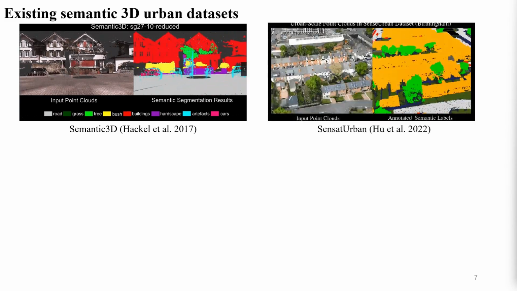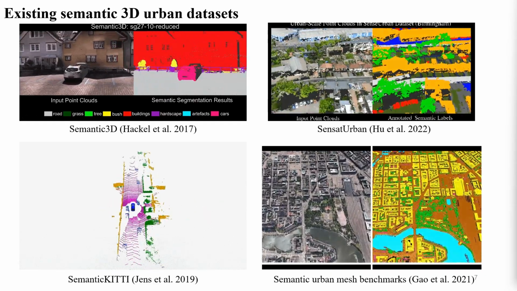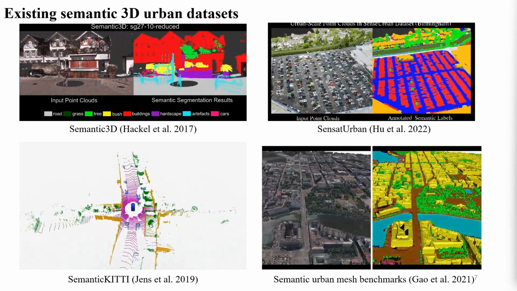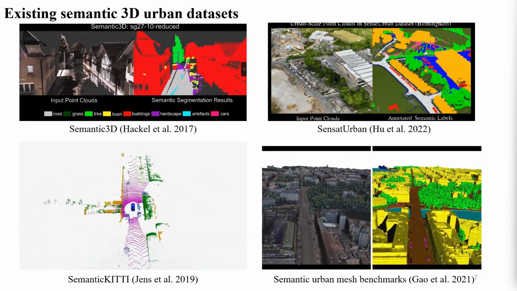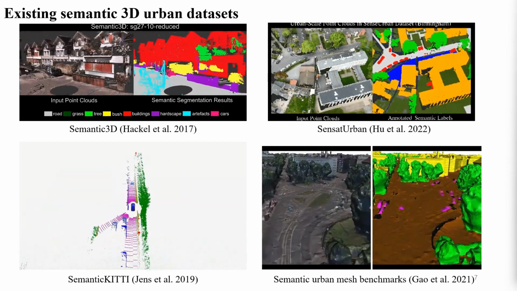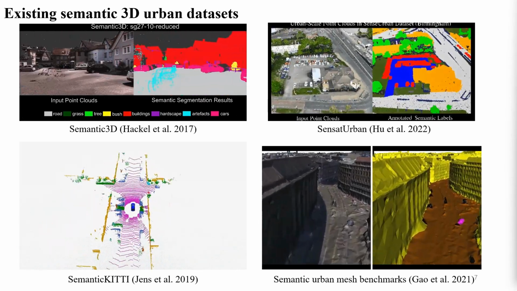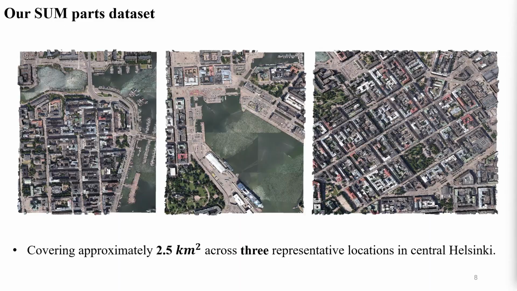Current 3D urban datasets lack fine-grained, part-level semantics essential for comprehensive analysis. Point clouds suffer from low resolution and occlusions, and existing mesh datasets often lack detailed annotations and overlook rich texture information. To fill these gaps, we've introduced the first large-scale, part-level benchmark dataset for urban meshes. We annotated 3 representative areas in central Helsinki, covering about 2.5 square kilometers.